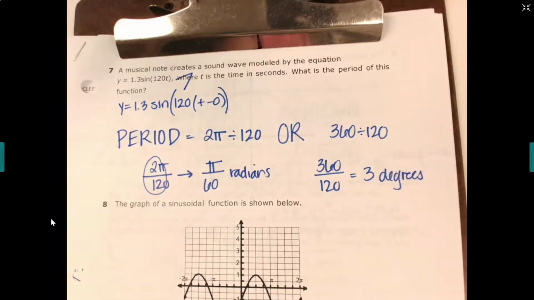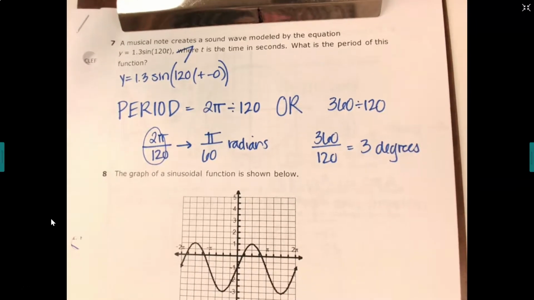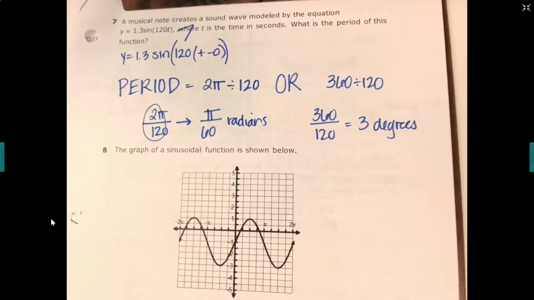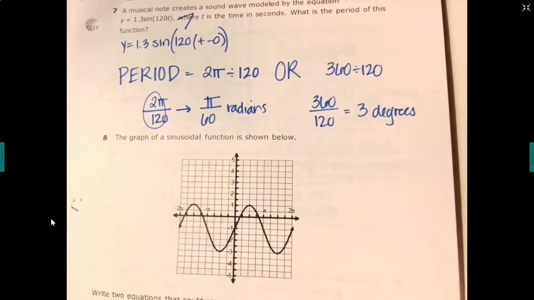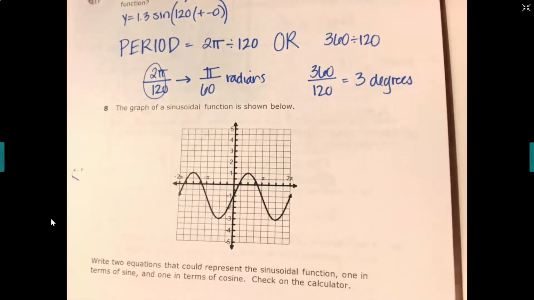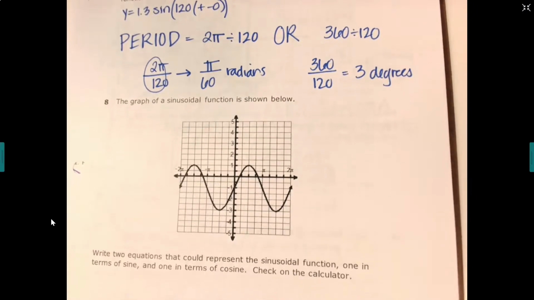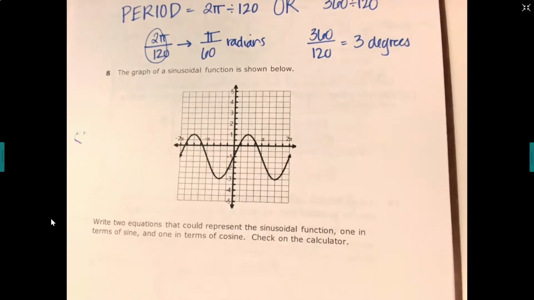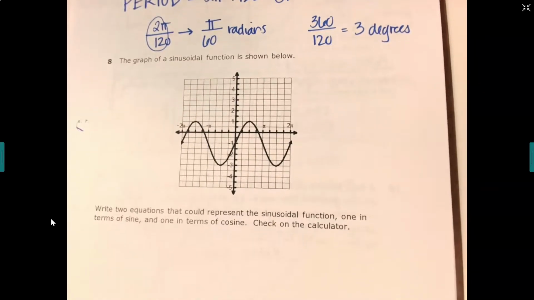All right, take a look at number 8. Almost done. Number 8, first question. It says, write 2 equations that could represent the function, one in terms of sine, one in terms of cosine. Let's just pick one or the other. Do you want to do sine or cosine? We don't have to do both. Pick one. Actually, never mind. Let's do both. I forgot that the question, you need to know both.